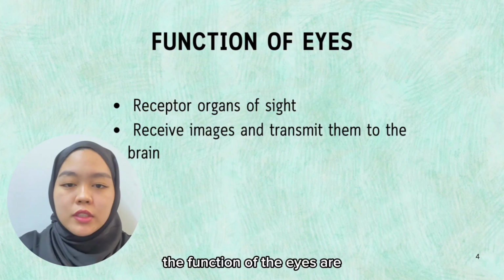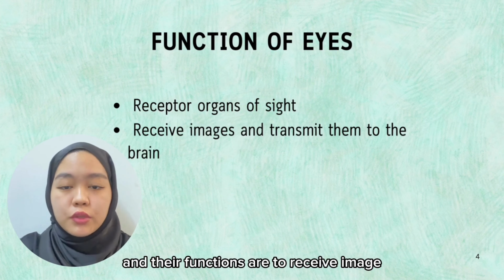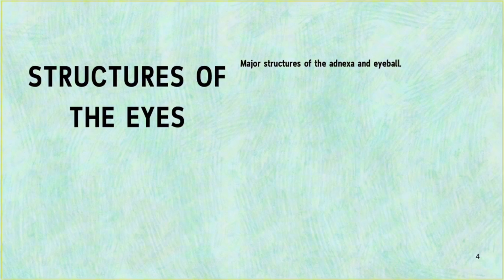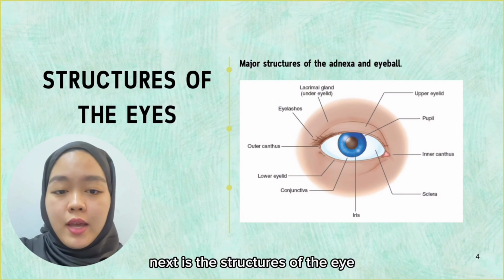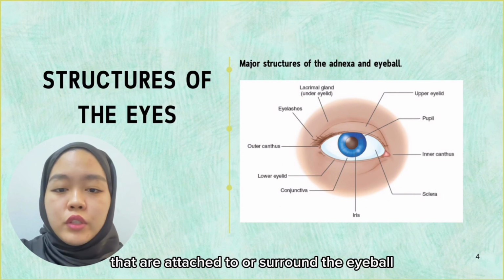I'm going to present regarding the functions and structures of the eyes. The function of the eyes are the receptor organs of sight, and their functions are to receive images and transmit them to the brain. Next are the structures of the eye, which include the eyeball and the adnexa. They are attached to or surround the eyeball.